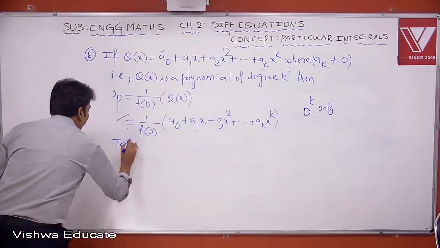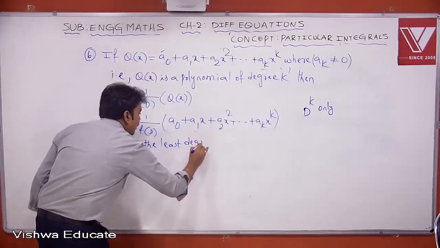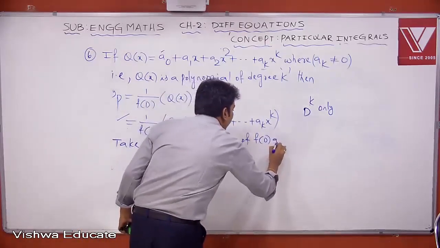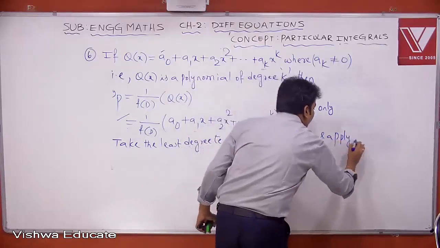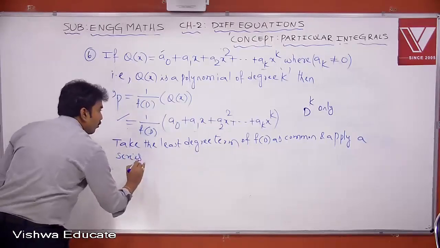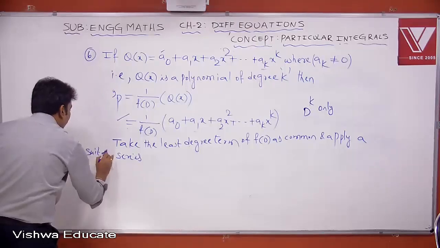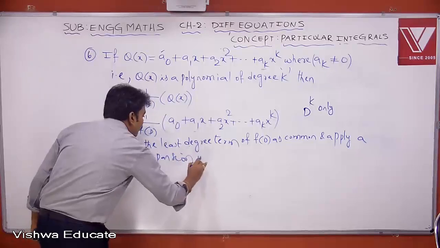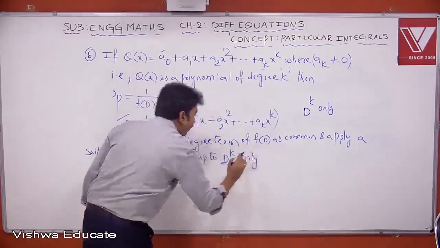Take the least degree term of f of D as common and apply a suitable series expansion up to D power k only. This is very, very important: up to D power k only.